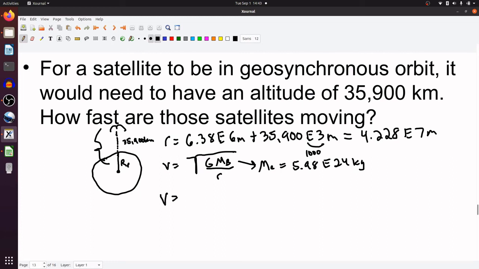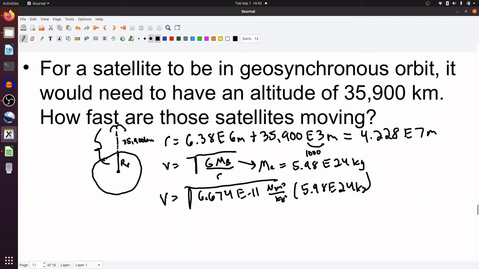All right, so v is equal to the square root of 6.67 times 10 to the negative 11th newton meters squared per kg squared. And then that's multiplied by the mass of the body, which is 5.98 times 10 to the 24th. That's the mass of the Earth. It's really long. And then divide that by the radius, which is 4.228 times 10 to the 7th meters.